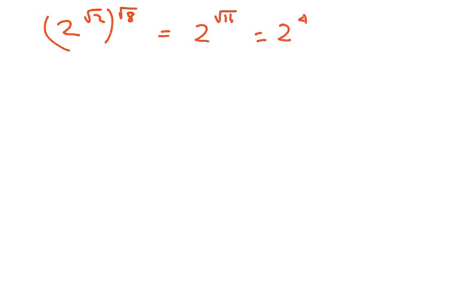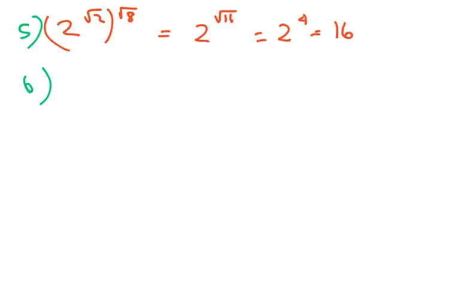All right, and the next set we have is 2 to the square root of 2 times the square root of 8, which equals 2 to the square root of 16, which is 2 to the 4th, which equals 16. And next one we have is, so that one would be 5.